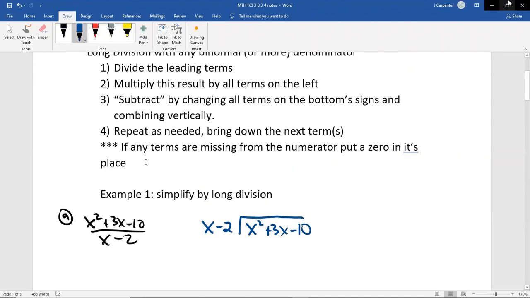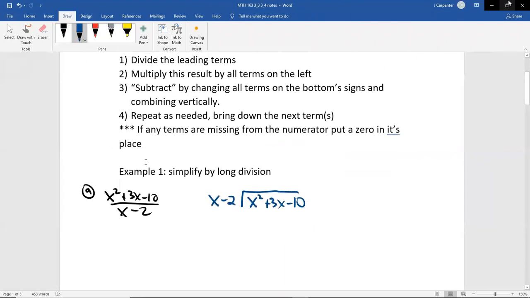All right, let's pull back the instructions. Divide the leading terms. So when I say leading terms, I mean this and this. Now, some people like to go to the side and show their work for that. So I'm going to divide the x into the x squared, which is literally just doing x squared on top of x. That is me dividing the leading terms, which we can reduce to a power of x to the first. So that's what goes in the top.